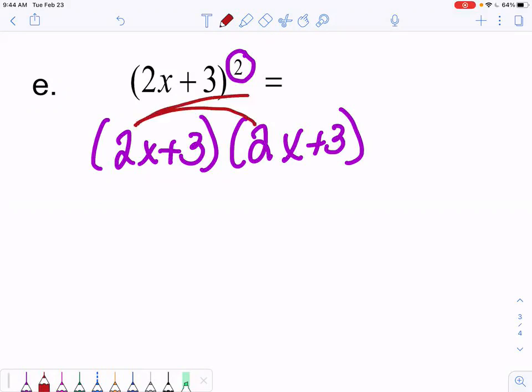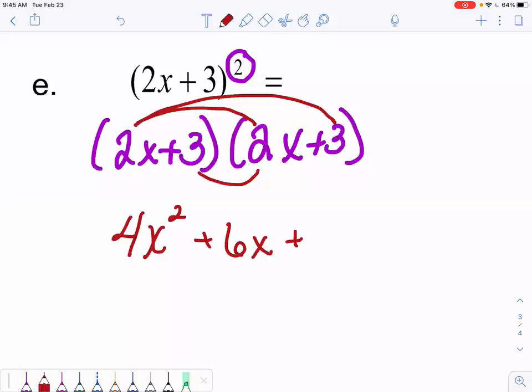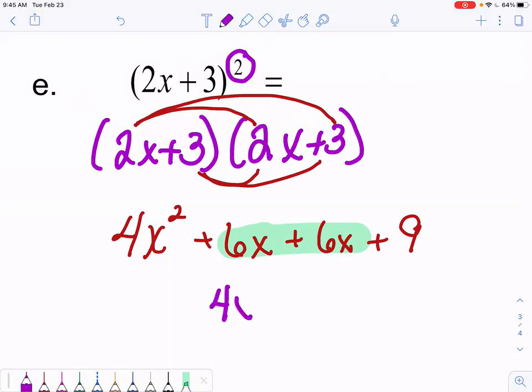So the first term and the outer term, Emma, 2x times 2x makes, don't forget that little square. And then Emma, 2x times 3 is, and then 3 times 2x. And then finally 3 times 3 makes 9. Good. Those middle terms, right there they are. I can see they need to be combined together again. So I have 4x squared, 6 and 6 make 12, and then the 9.